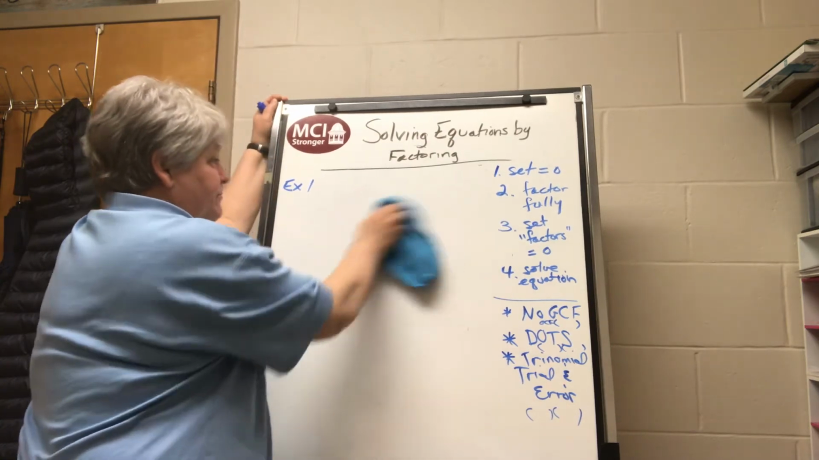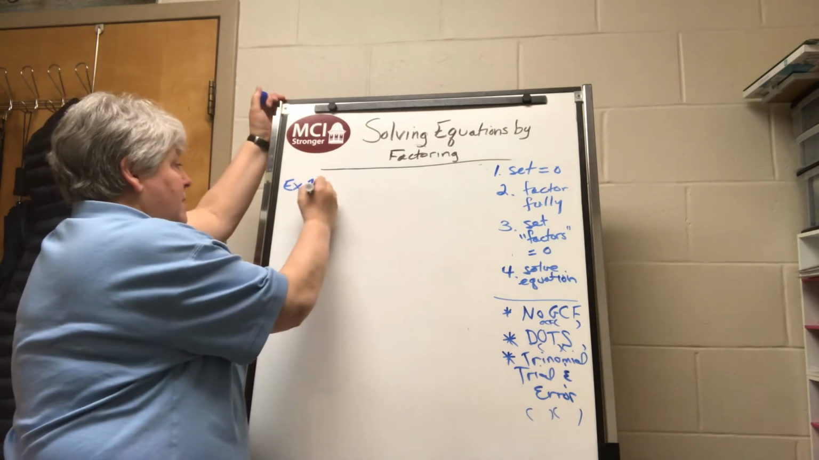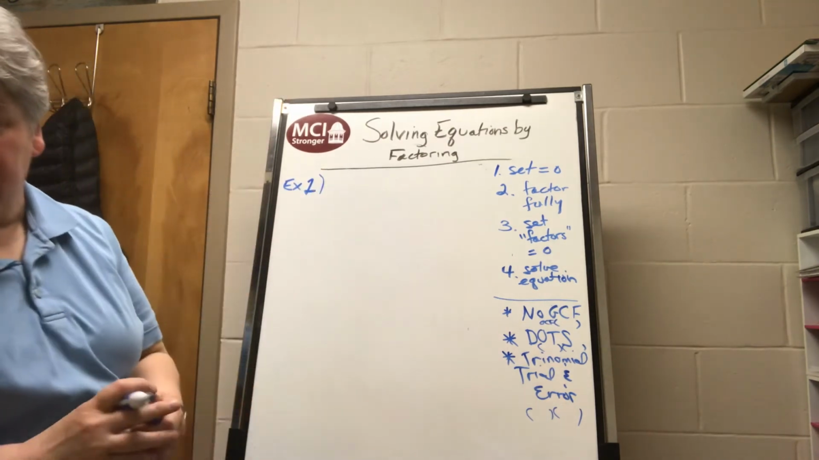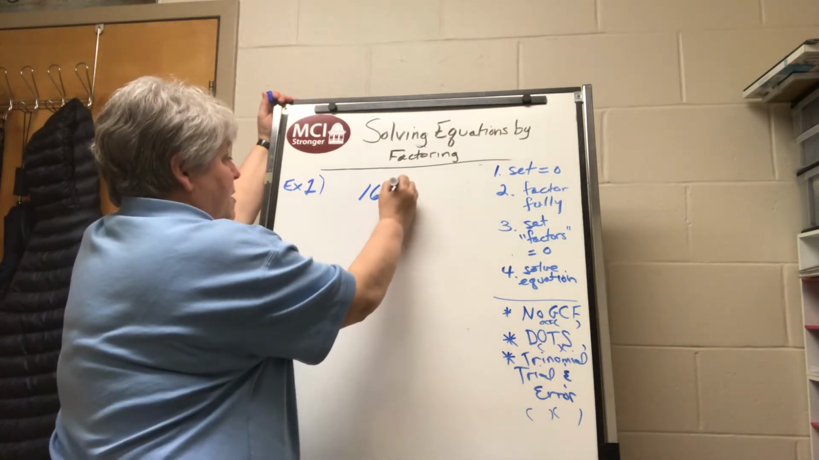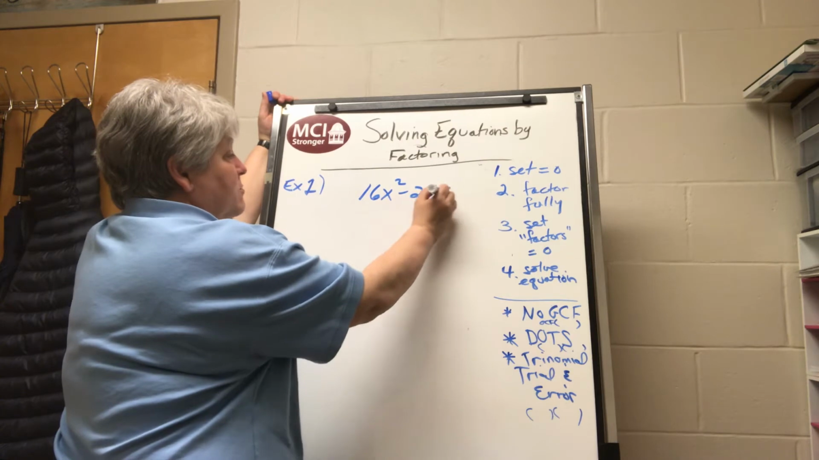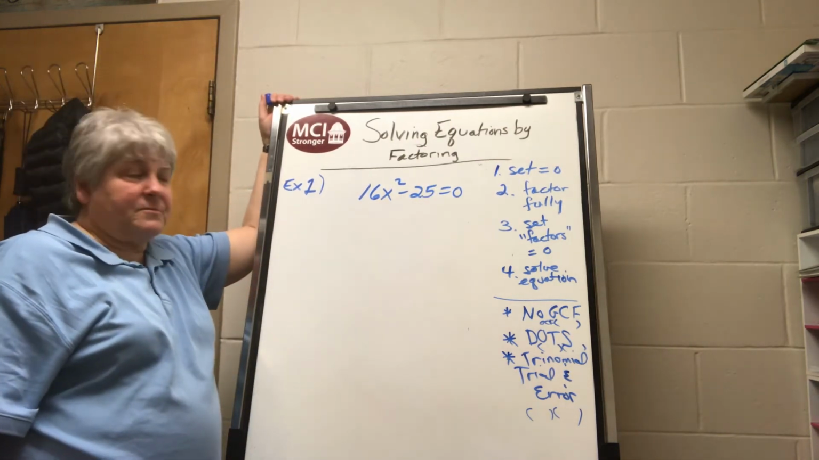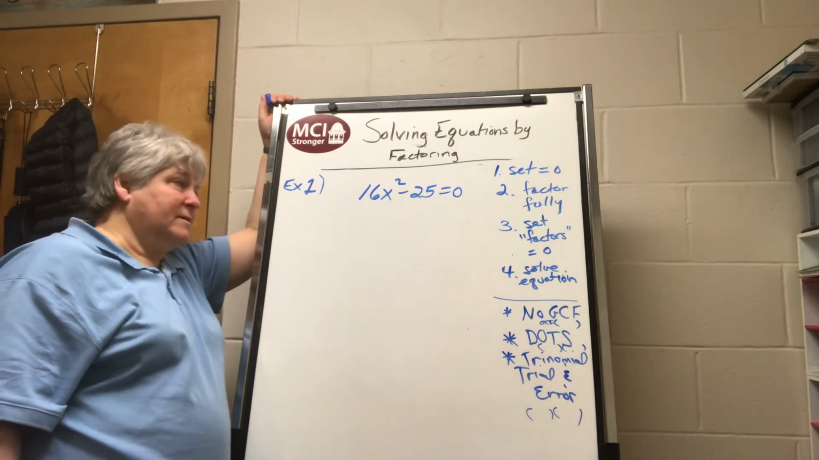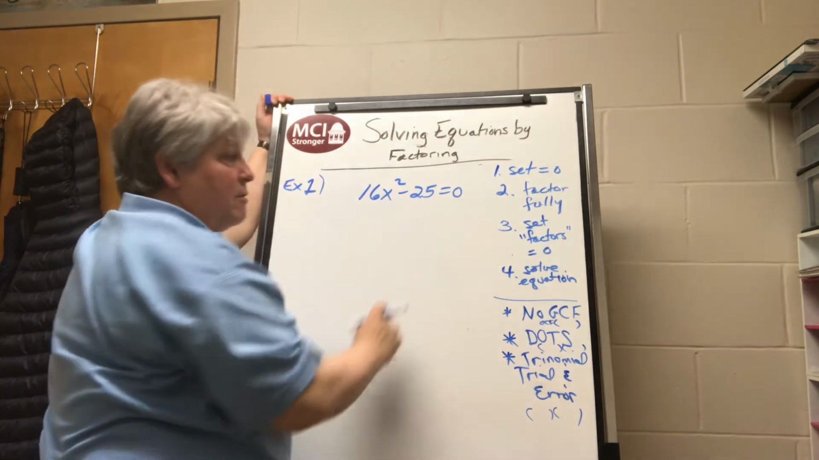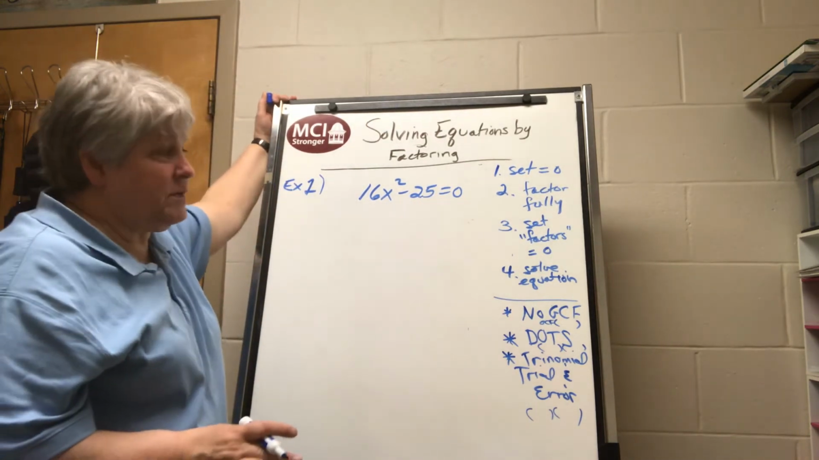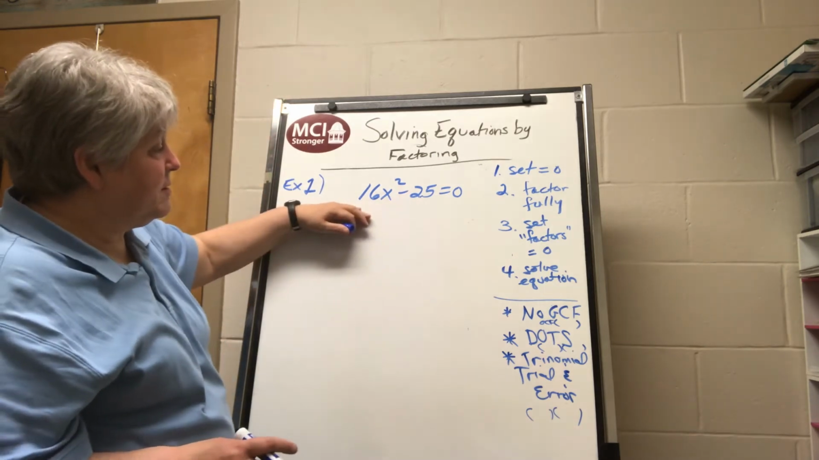Okay, next equation. This would be example 2. The next equation that we're going to do is 16x squared minus 25 equals 0. Well, isn't that nice? Somebody did step 1 for me again. It has to be set equal to 0. All of this is here and it's set equal to 0, so I don't have to do anything to achieve that first step. Now it's time to factor this side.